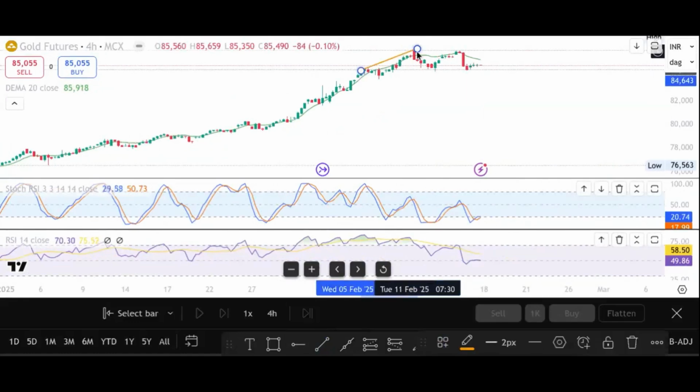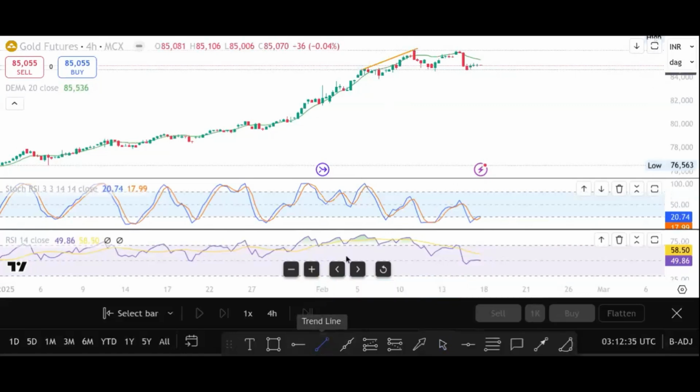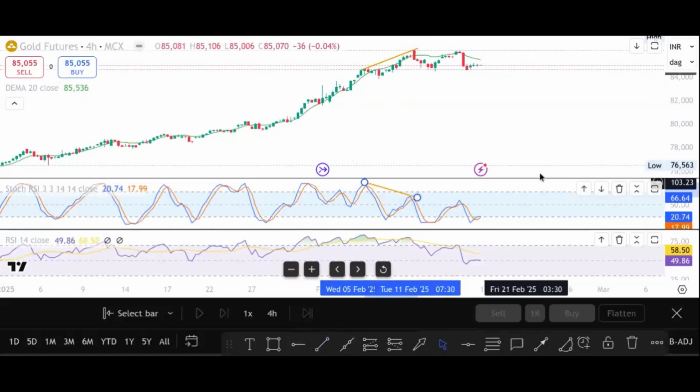Look, higher high. But look directly below here. What did we have on the stochastic RSI? Directly below, look, we literally had what we call divergence. Okay, divergence. So this is gold futures, this is divergence. So this is showing up, but this is showing down.